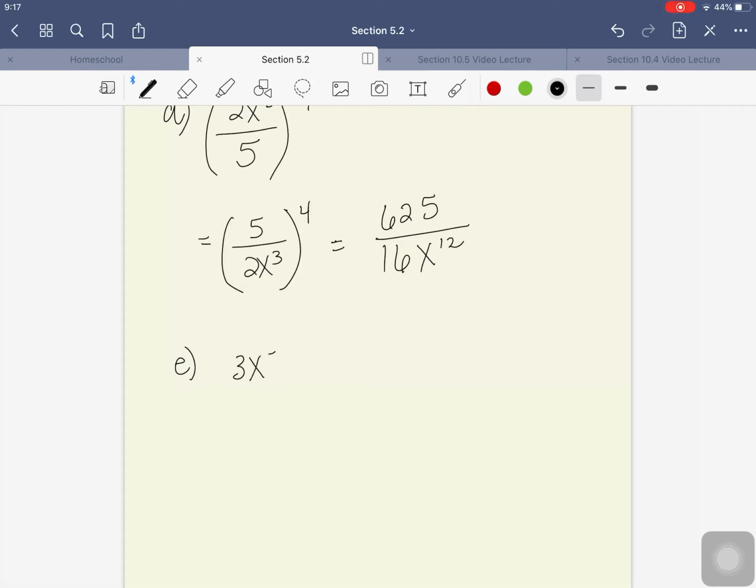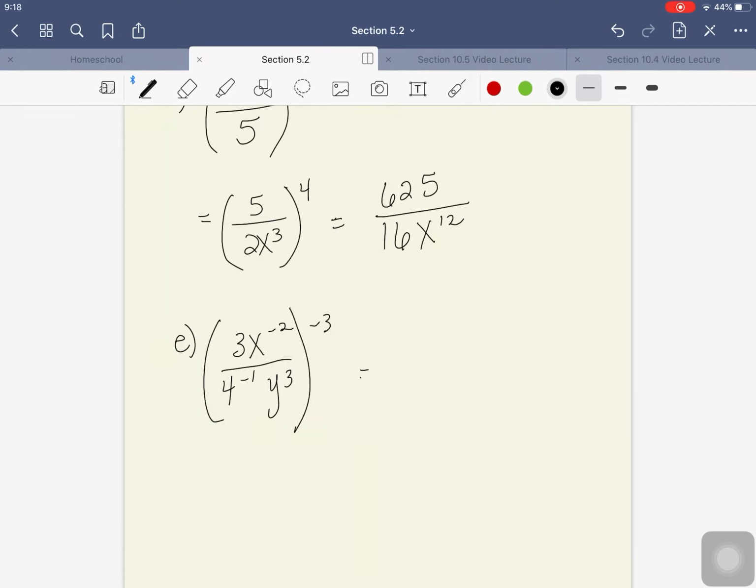All right, 3x to the negative second over 4 to the negative first y cubed. And then this whole thing is raised to the negative third power. All right, so there's no one correct way to do it. So you could flip what's inside the parentheses first and make it positive, or you can flip the whole thing and make the exponent on the outside positive, and I think that's what I'll do. All right, so this will be 4 to the negative first y cubed over 3x to the negative second, and now this whole thing is to the positive third. So when I did the first flip, I didn't change anything inside.